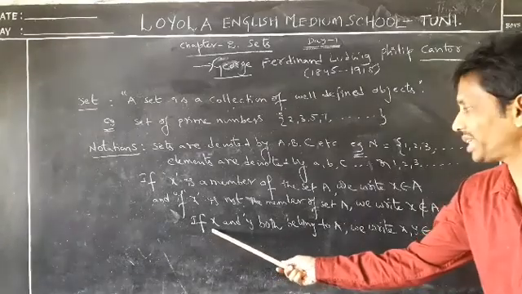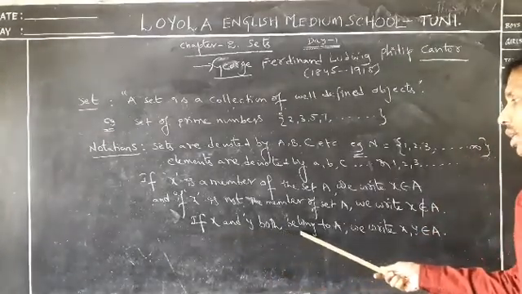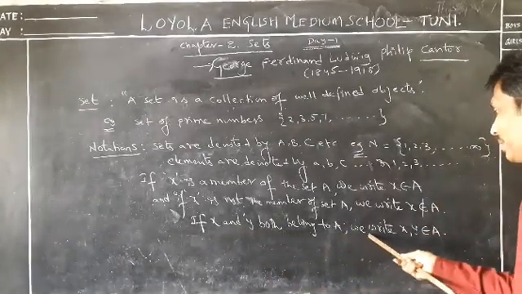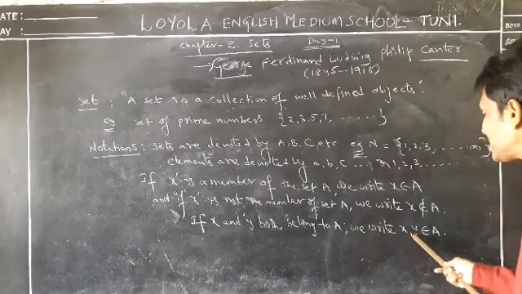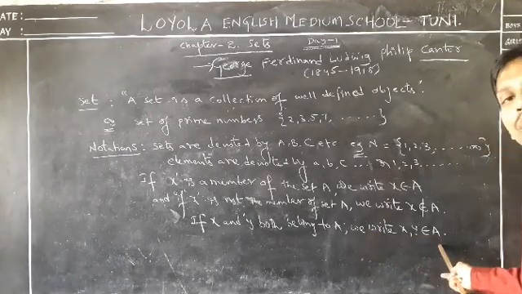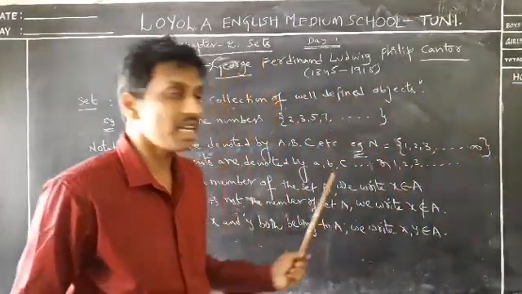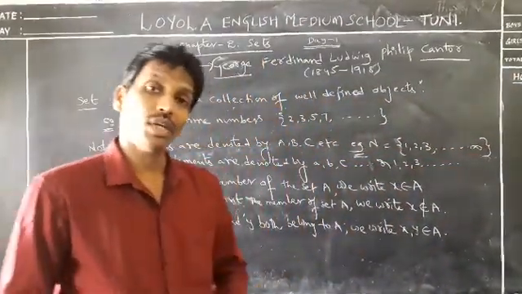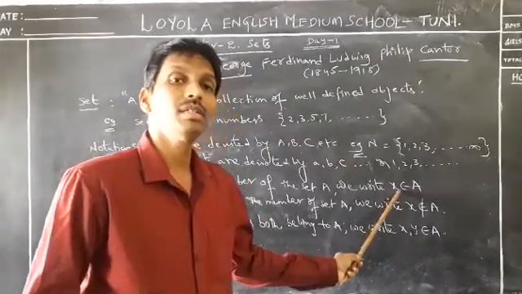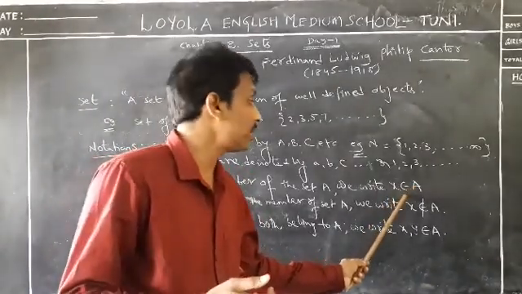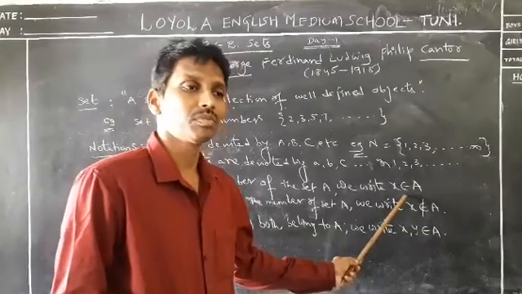Here you see one more sentence. If X and Y both belong to A, we write it as X comma Y belonging to A. Did you understand the definition of a set as well as the notations? This is the symbol for, again I am telling you, this is the symbol for belongs to.